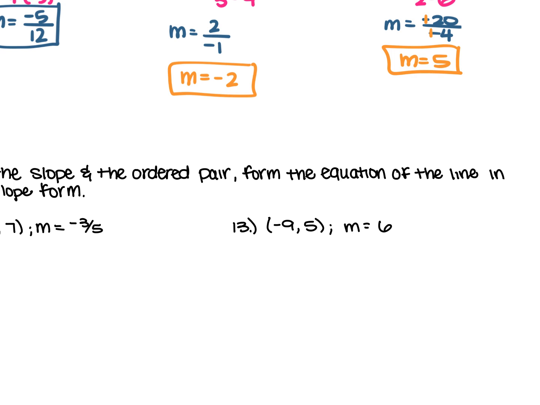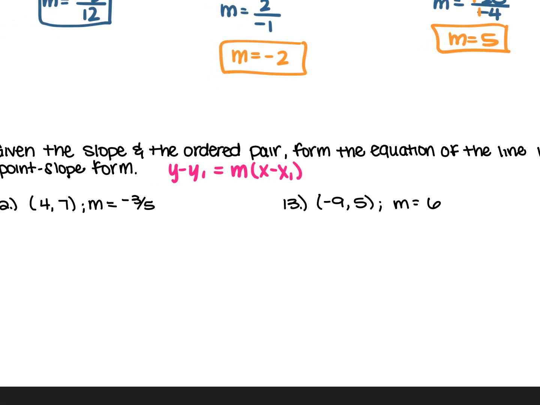Remember, point-slope form is y minus y1 is equal to m times x minus x1. So for number 12, we have the ordered pair 4, 7, and the slope of -3/5. We know that m is -3/5, and then your ordered pair gives you x1, which is 4, and y1, which is 7. So that means we're going to have y minus 7 is equal to -3/5 times x minus 4. There are no double negatives anywhere, so that will be our answer.